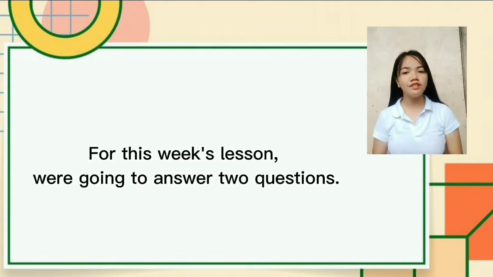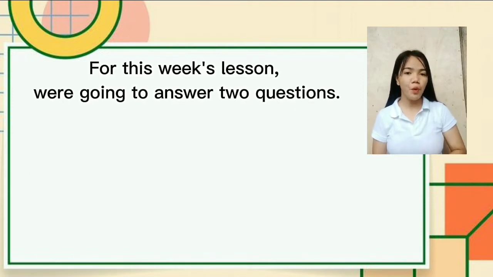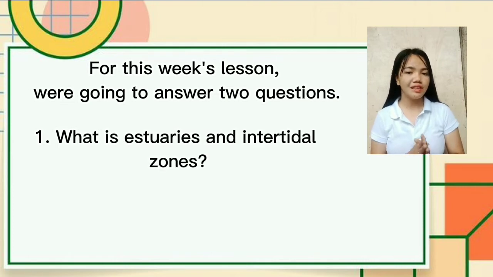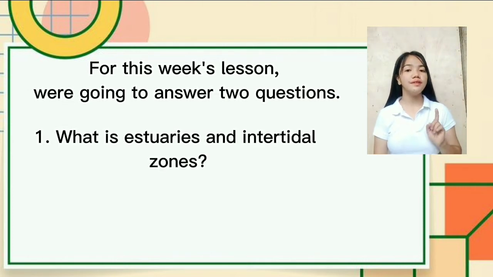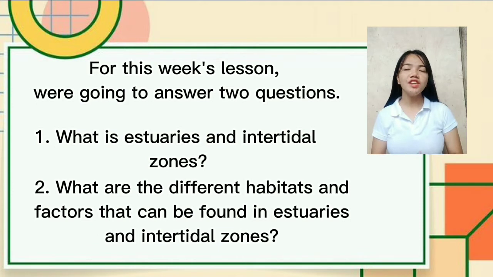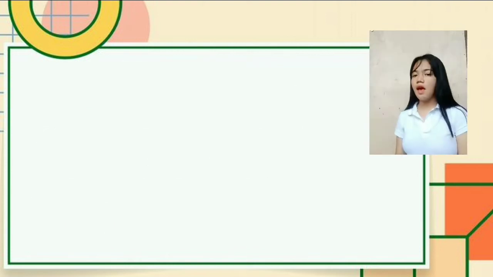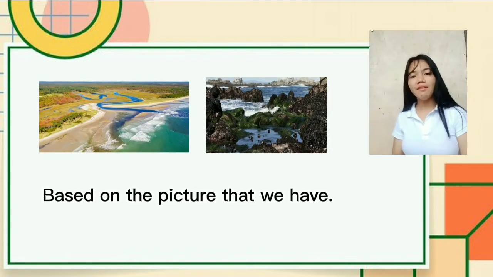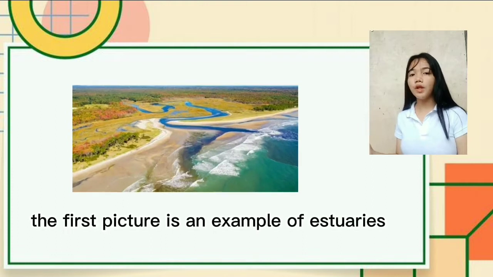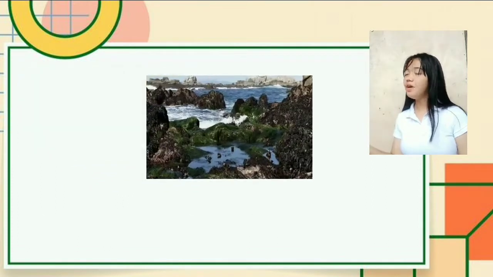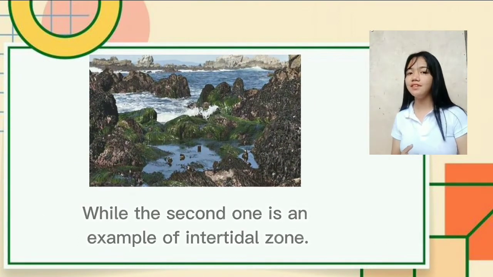For this week's lesson, we are going to answer 2 questions. Number 1. What is estuaries in intertidal zones? Number 2. What are the different habitats and factors that can be found in estuaries and intertidal zones? Based on the pictures that we have, the first picture is an example of estuaries, while the second one is an example of intertidal zones.